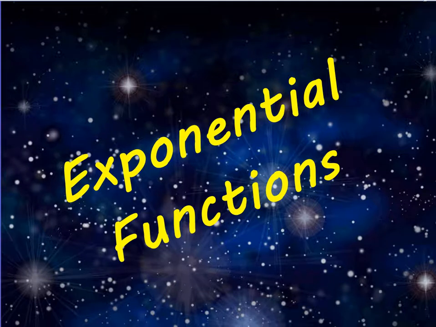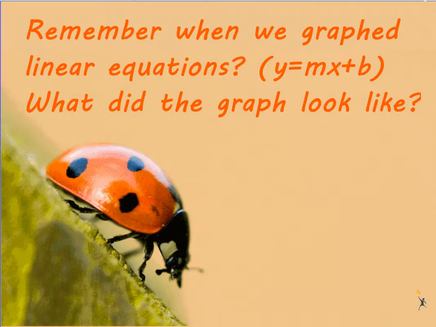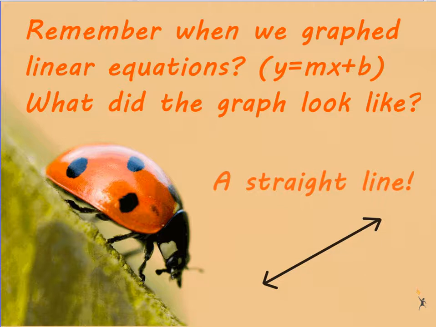Today's topic is exponential functions. I want you to think back to all the graphing you've done, mostly with linear equations and almost always from slope-intercept form. And what did the graph always look like? It was always a straight line, right? Well, since linear means straight line, that makes a lot of sense.